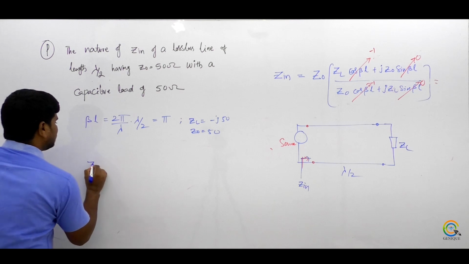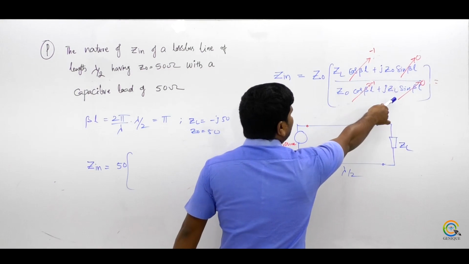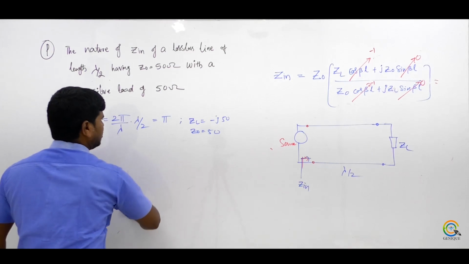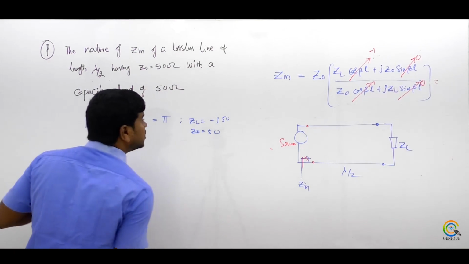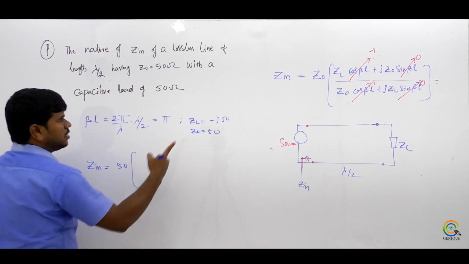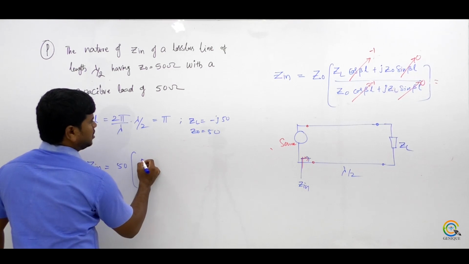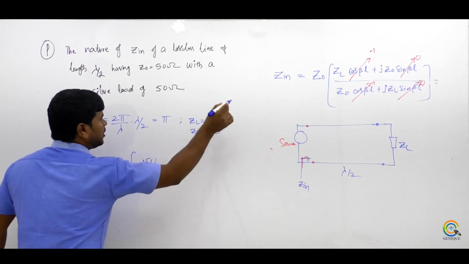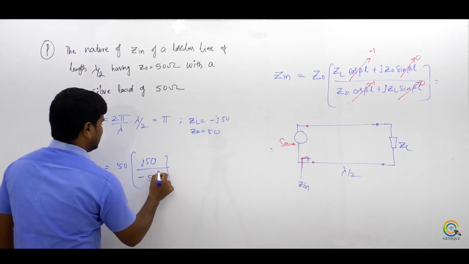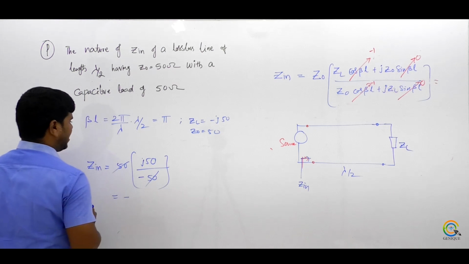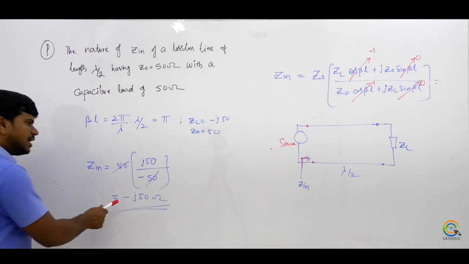Now Zin is equal to Z0, which is 50, times ZL, which is minus j50, into minus 1, j50 plus 0, divided by Z0, 50 into minus 1, minus 50. Here the 50 will get cancelled. Here you will get minus j50 ohms. So minus j50 ohms means we are getting the same ZL.